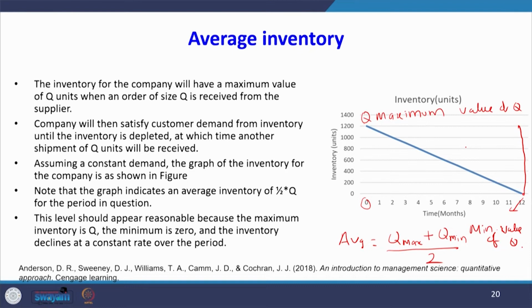Assuming constant demand, the graph of the inventory for the company is shown in this figure. Here, what is the average inventory, as I told you? Q maximum is Q only, Q minimum is 0. Divided by 2, the average inventory is nothing but Q by 2. So, Q by 2 will be here. This is my Q by 2.